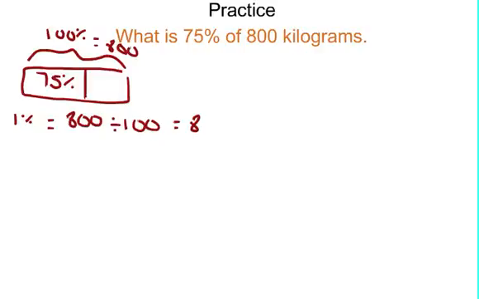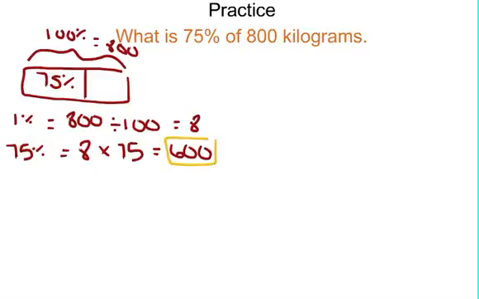So 1% equals 8. We can use the 1% to find out what 75% would be by taking the 1% and multiplying it by 75. When you do out the multiplication, you should have gotten the answer 600. So 75% of 800 kilograms is 600 kilograms. Let's try the second method.